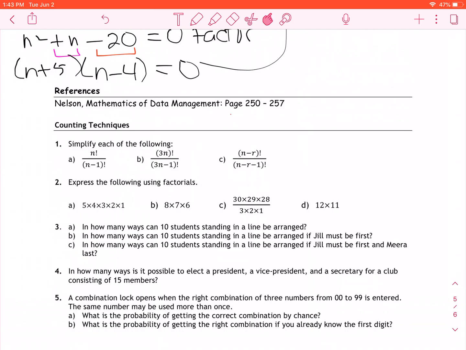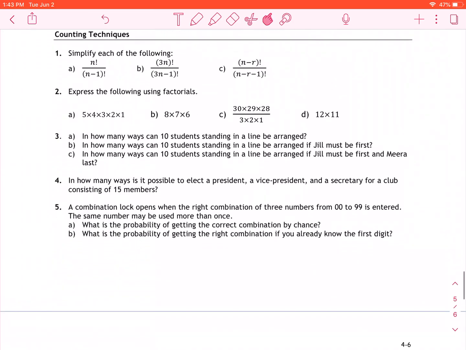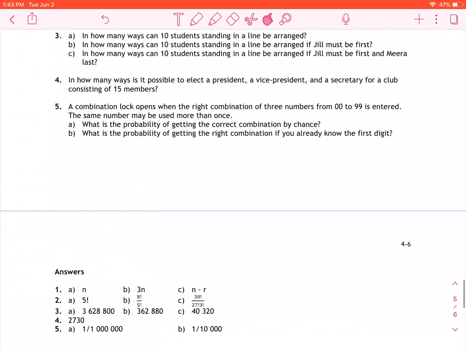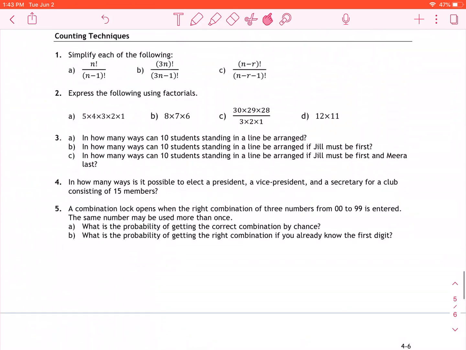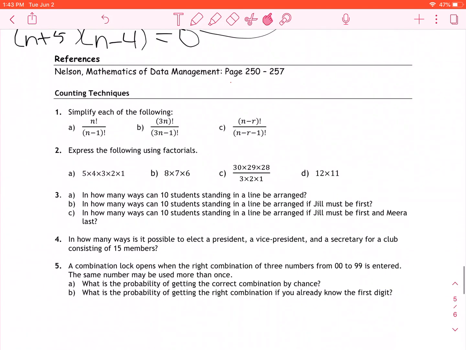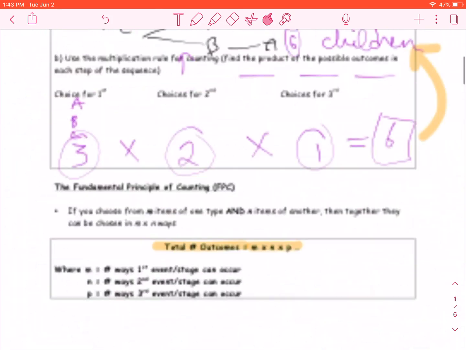For your homework questions, please try numbers 1 to 5 that are attached. Your solutions are at the bottom there, but please give it a shot. Definitely worth practicing.